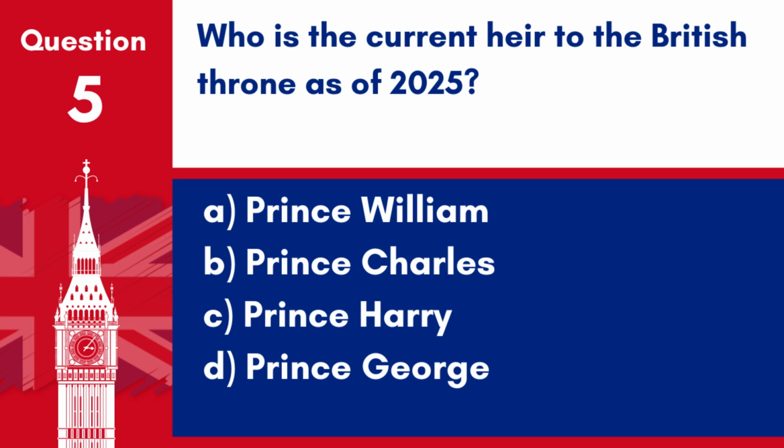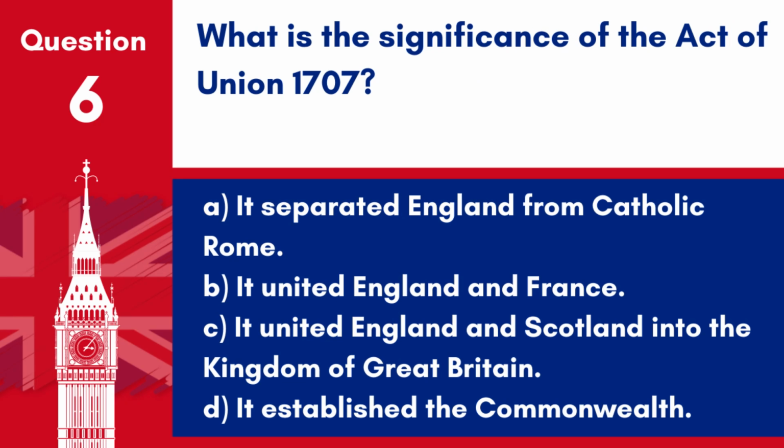Question 5. Who is the current heir to the British throne as of 2025? A. Prince William, B. Prince Charles, C. Prince Harry, D. Prince George. Answer: A. Prince William. As of 2025, Prince William is the current heir apparent to the British throne, following his father, King Charles.